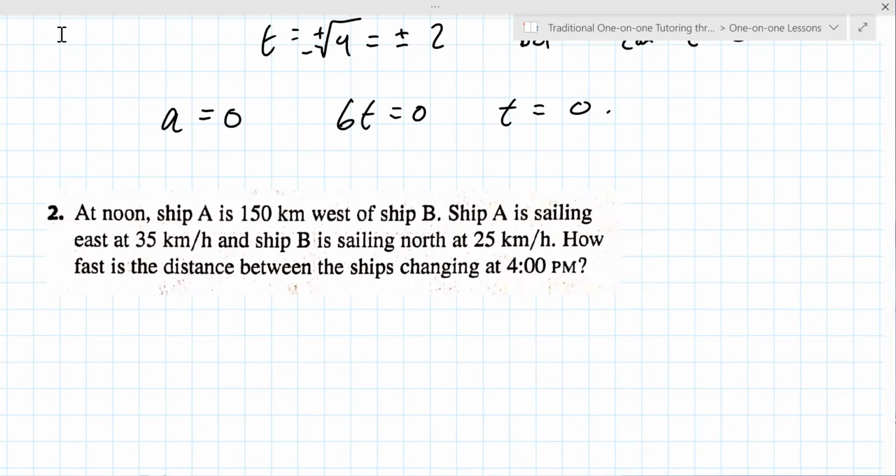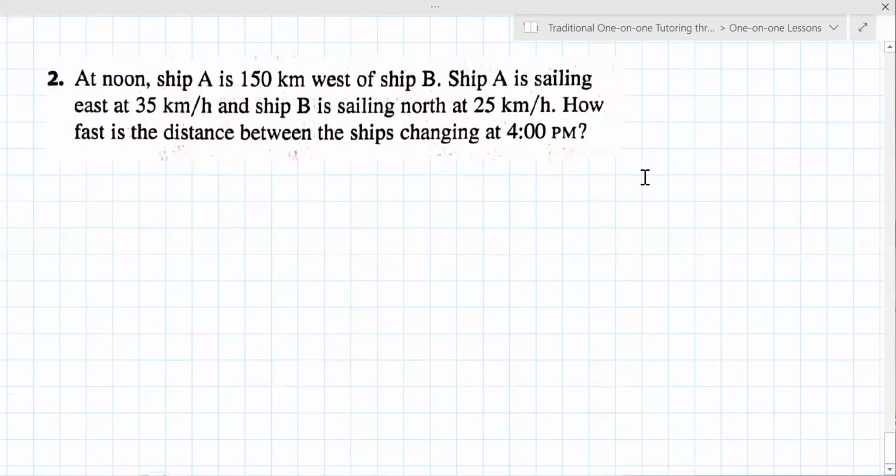Okay. Ship A is 150 kilometers west of ship B. Ship A is sailing east. Okay, so A is here. We've done one similar to this before. This will probably end up on the test, to be honest. Okay. Ship A is sailing east. They're going this way. Is that right? Yeah, and that's ship B sailing north. It's kind of worded weird. Yeah, these are all okay.